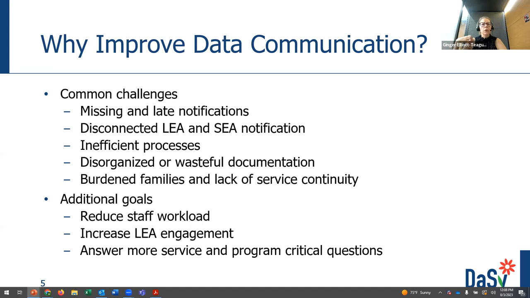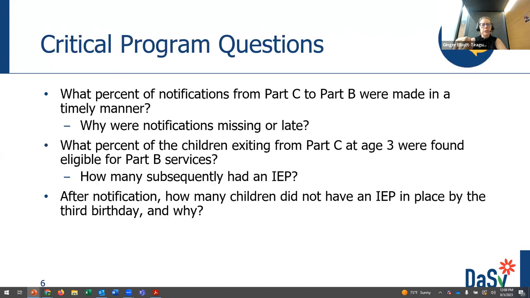And some of those critical program questions may include what percent of notifications from Part C to Part B were made in a timely manner, for example. And if you have missing or late notifications, why were they missing or late? What's going on in your processes that is not getting those where they need to be on time?